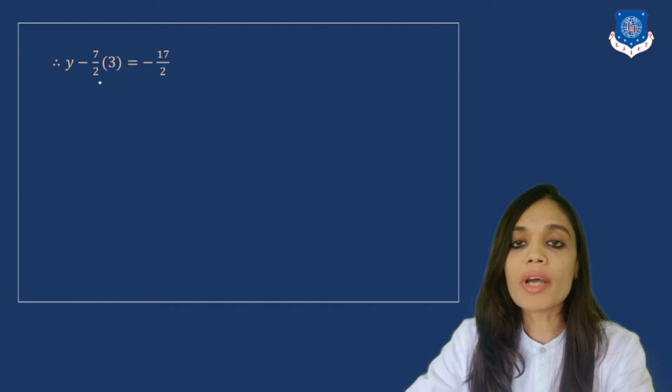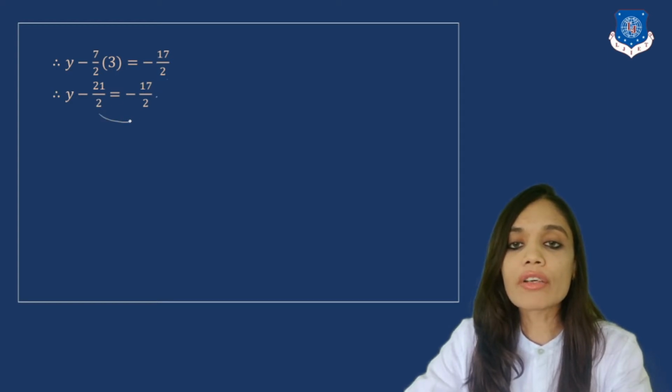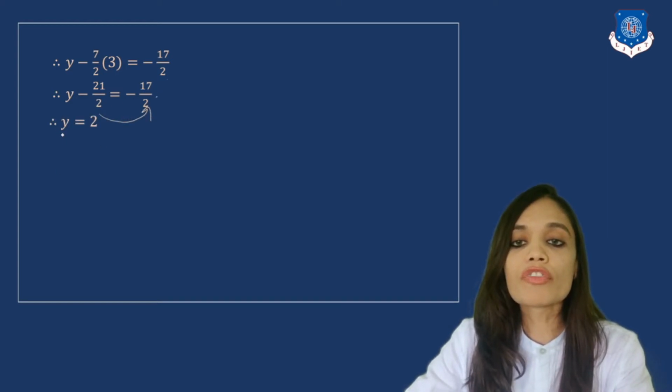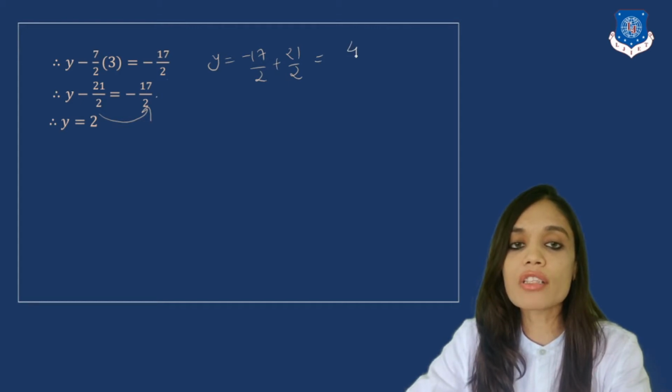Okay, so what we will get? y minus 7 by 2 times 3 equals minus 17 upon 2. Right? So on solving this you will get y minus 21 upon 2 equals minus 17 upon 2. Now take this on this side. So you will finally get y as minus 17 upon 2 plus 21 upon 2. That will give you the answer as 4 upon 2. Now this will get cancelled and finally your answer for y is 2.